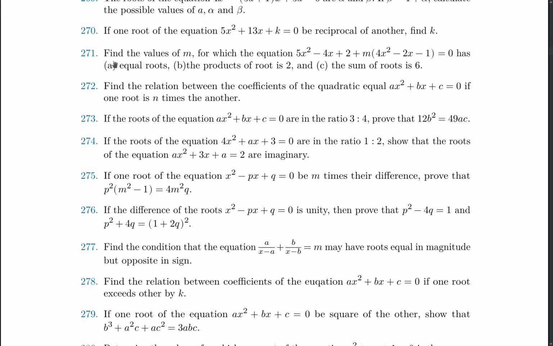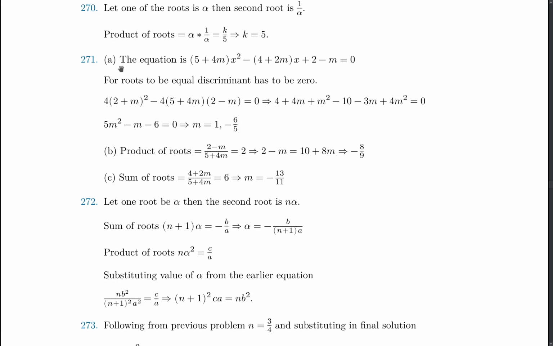Let's get started. Question 271 says: find the values of m for which the equation (5x² - 4x + 2) + m(4x² - 2x - 1) = 0 has equal roots, the product of roots is 2, and the sum of roots is 6. So there are three questions.